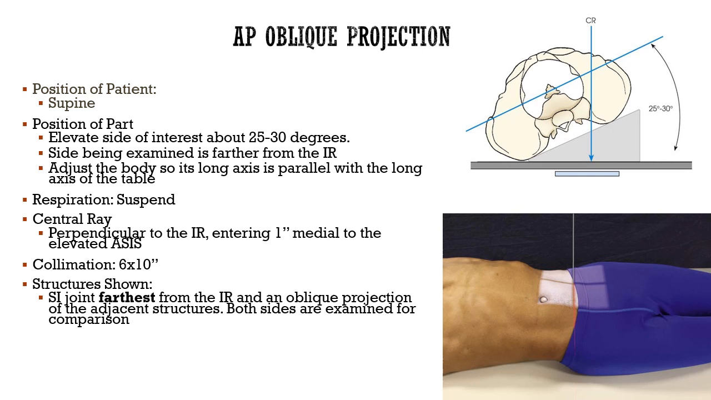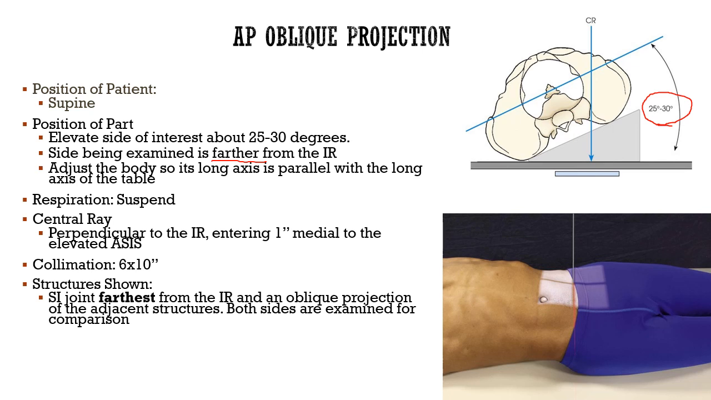On the AP oblique projection, the patient is supine. We're going to rotate our patient, oblique our patient 25 to 30 degrees, and the side that's being examined is further from the image receptor. We're looking at the side that's up or furthest from the image receptor. So we're going to adjust the body so its long axis is parallel with the long axis of the table. We're going to perform this on respiration and suspension.